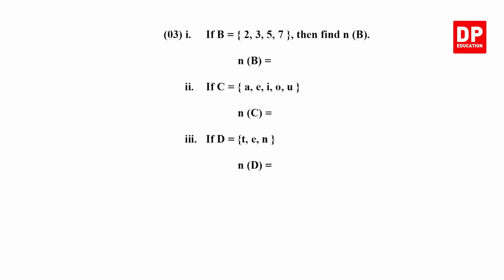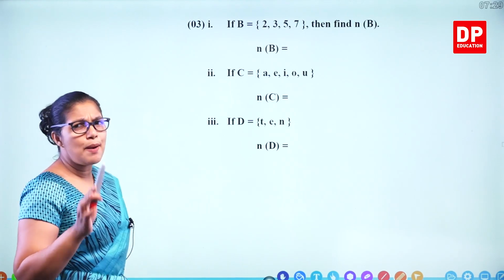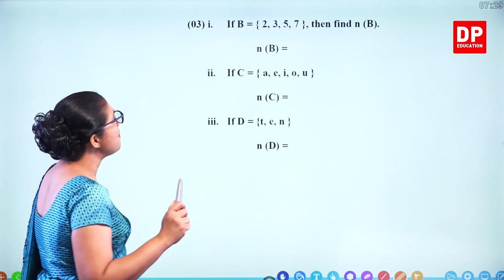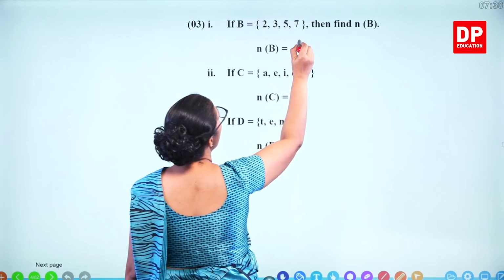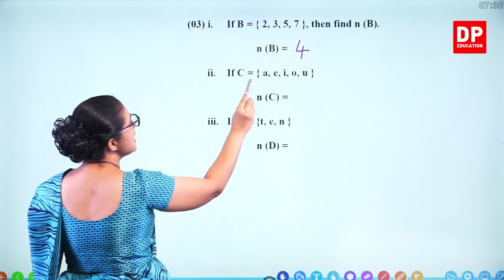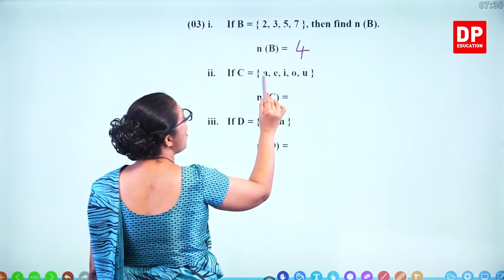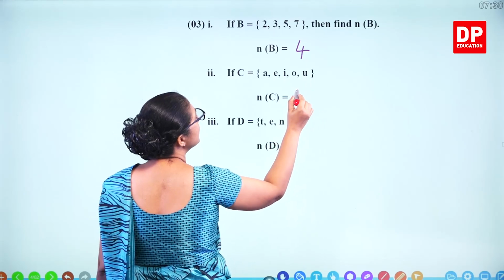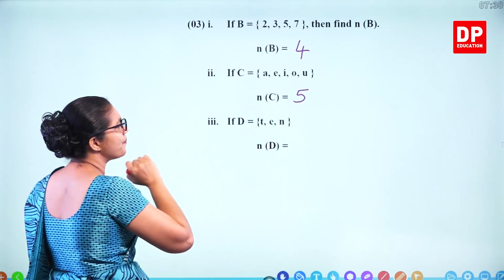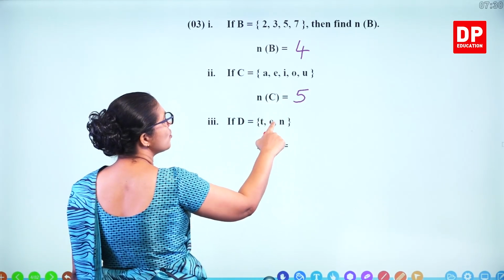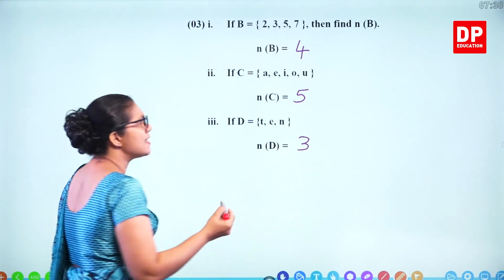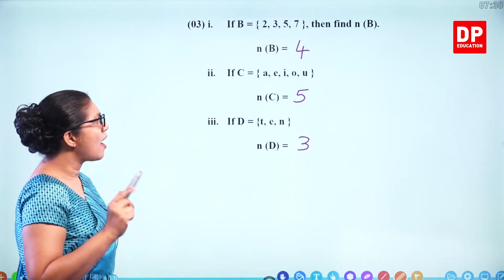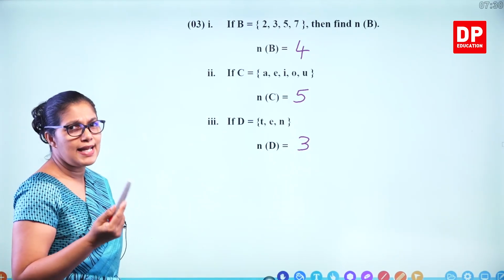If B is 2, 3, 5, 7, what's n(B)? Number of elements in B: 1, 2, 3, 4. C is A, E, I, O, U: 1, 2, 3, 4, 5. That's n(C) is 5. If D is 1, 2, 3, so n(D) is 3. So we can count the number of elements in any set.